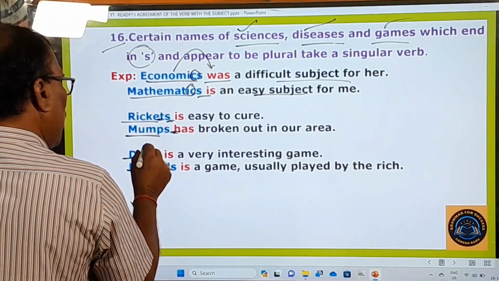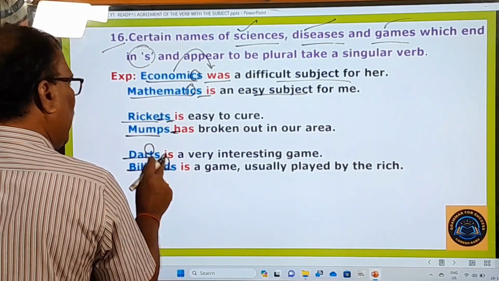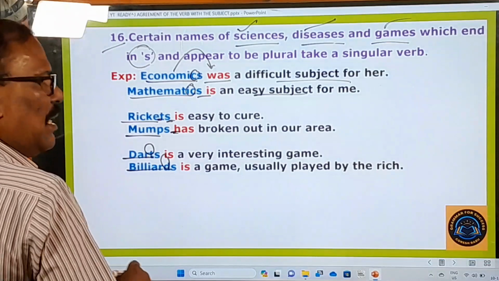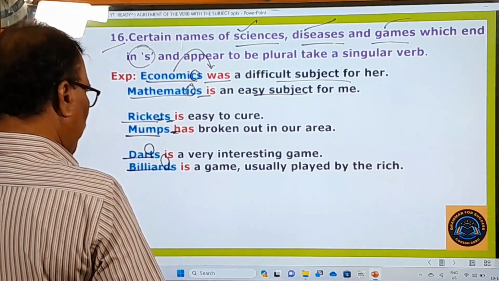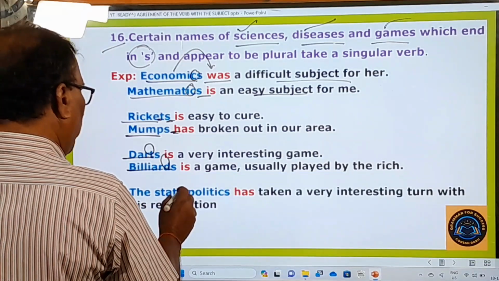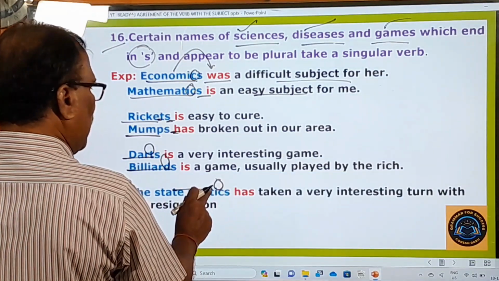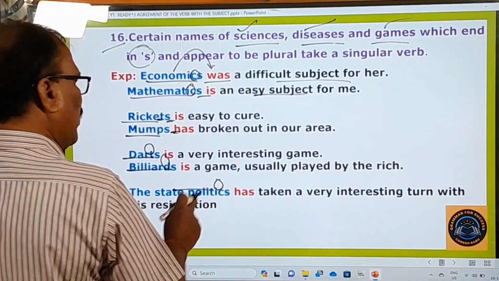These names of games are ending in "s", but they are singular in nature, right? And that's why they are used with a singular verb. And then comes the state politics. Politics is a kind of science, so politics is not a plural word.